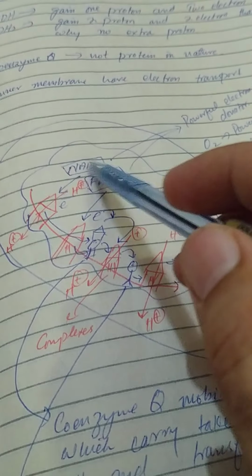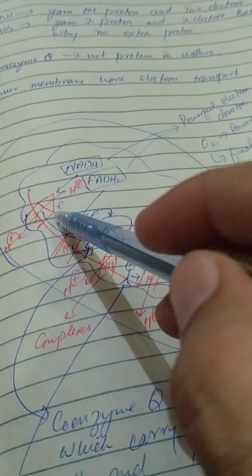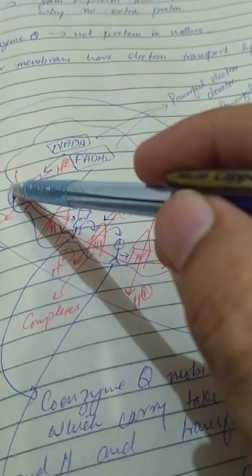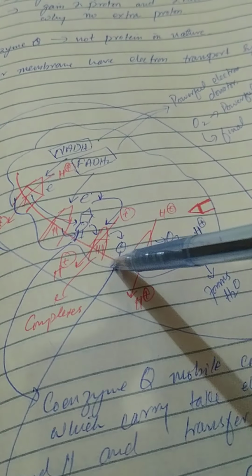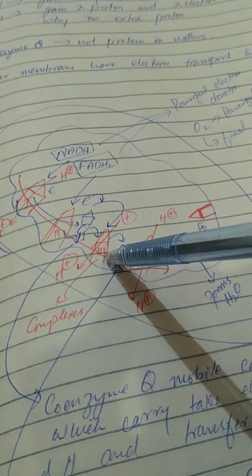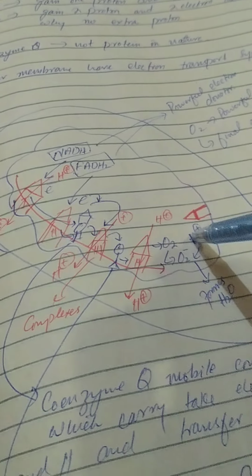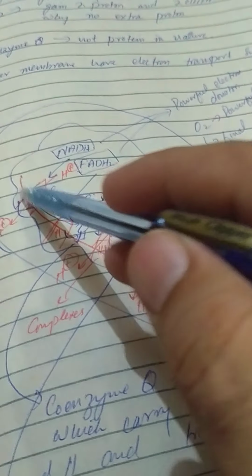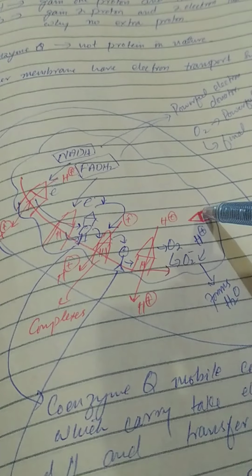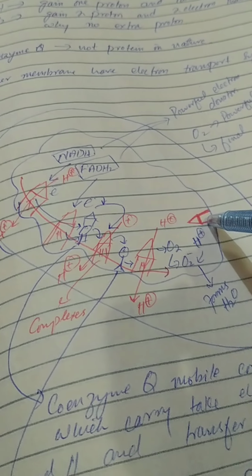So when NADH gives electrons to complex 1 and FADH2 gives its electrons to complex 2, these electrons go through a series of chain reactions. For example, from complex 1 to complex 2, from 2 to 3, 3 to 4, 4 to 5, and in such a way this oxidative process leads to phosphorylation through complex 5.